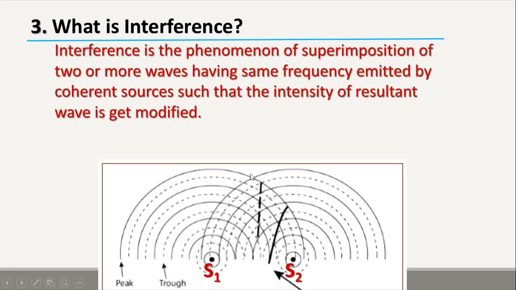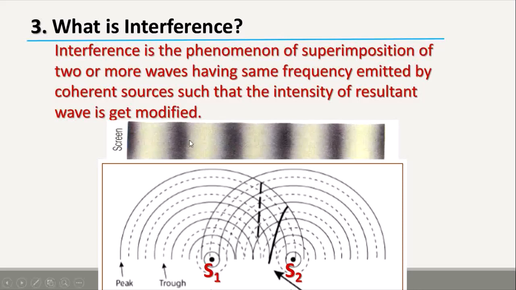Whenever you take two independent light sources instead of coherent sources, if S1 and S2 are two independent light sources and you put the screen here, on this screen you get only illumination. Suppose you switch on the light source S1, you get some illumination on the screen. Then if you switch on the other source S2, the illumination increases, nothing more will happen.